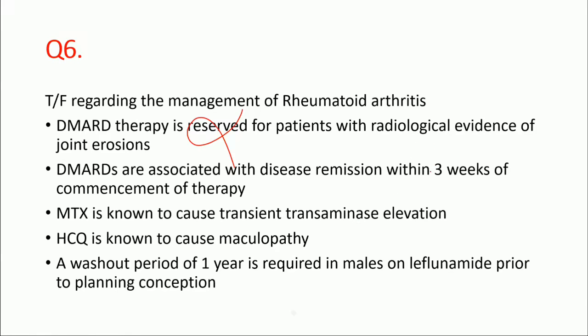Methotrexate is a relatively safe drug, but there are some complications that you need to worry about. One is it can cause liver function derangement, so transient transaminase elevation. Another issue is it can cause lung problems, a subacute pneumonitis, and also it can cause leukopenia or pancytopenia. So that's why you monitor them very carefully. So methotrexate is the first line drug.